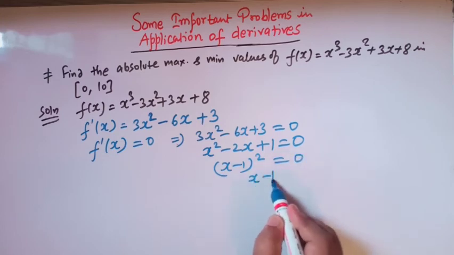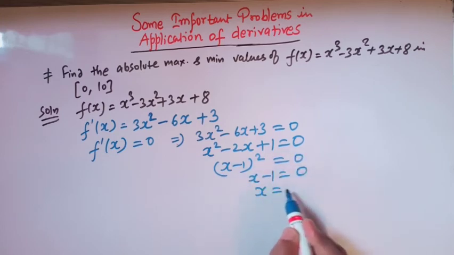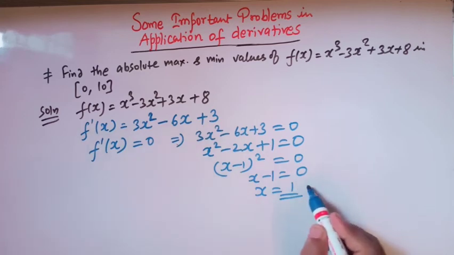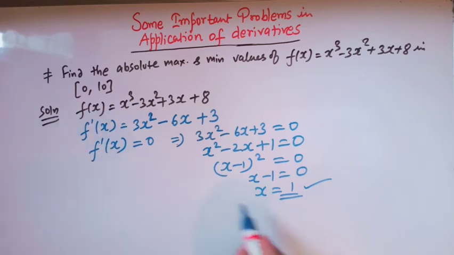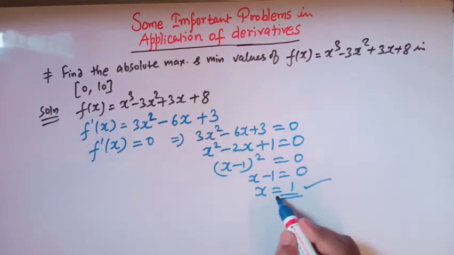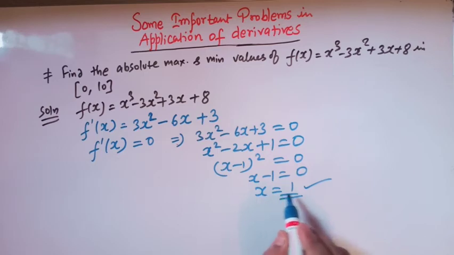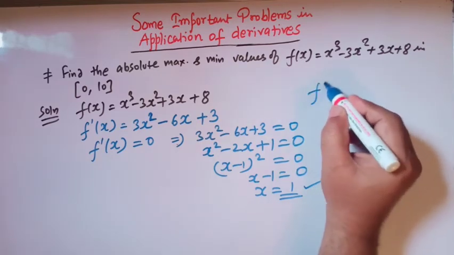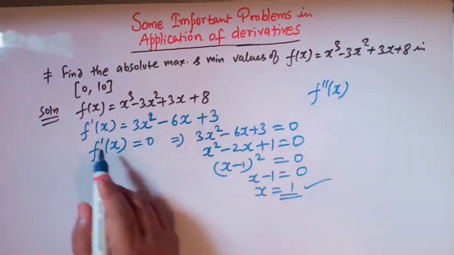So we have x minus 1 equal to 0. So we have x equal to 1. So the turning point or the critical point is x equal to 1, right? Now let us see whether this point x equal to 1 is a point of maxima or a point of minima. So for this we have to find the double derivative.